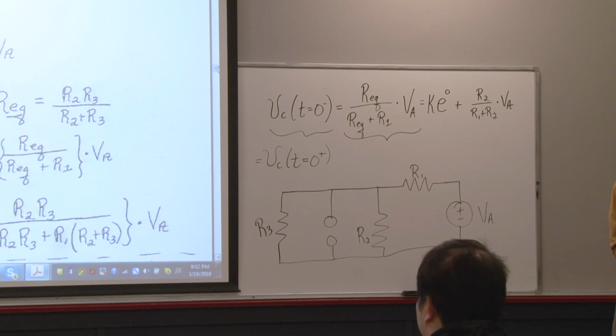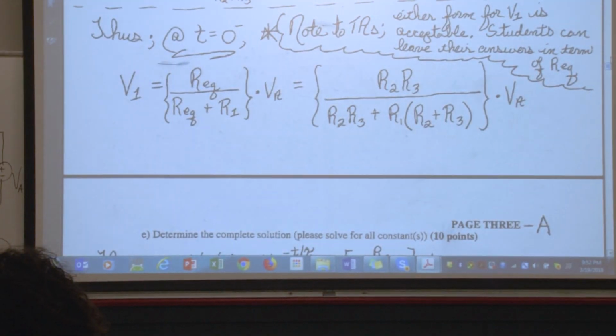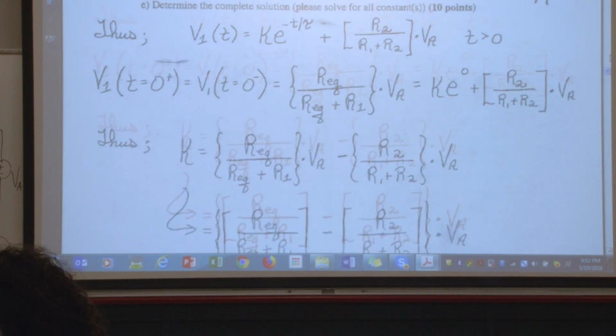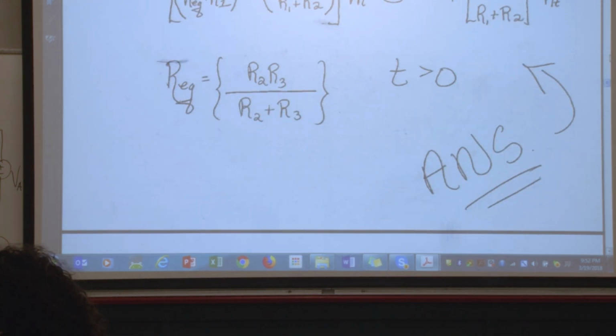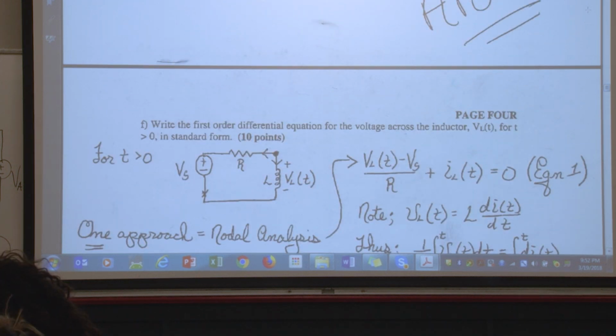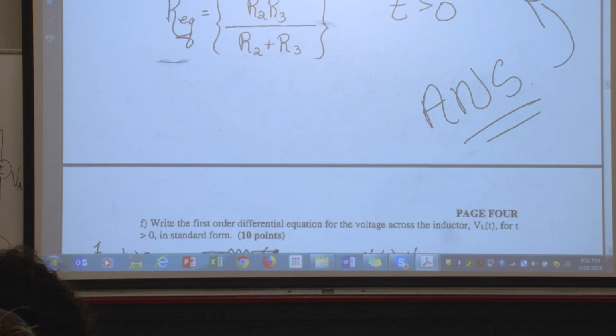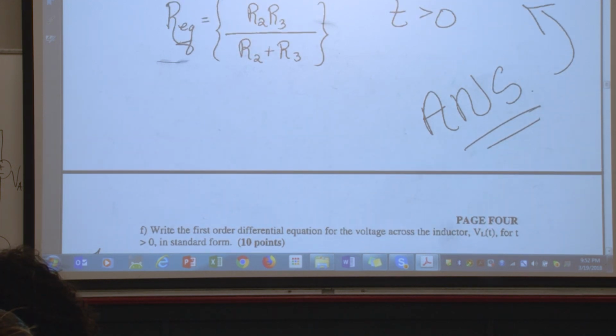Believe it or not, there's one more part to this wonderful problem. So we solve for all time. We solve for everything. We solve for the initial condition, the complete solution. Part F. Write the first order differential equation for the voltage across the inductor for t greater than 0 in standard form.